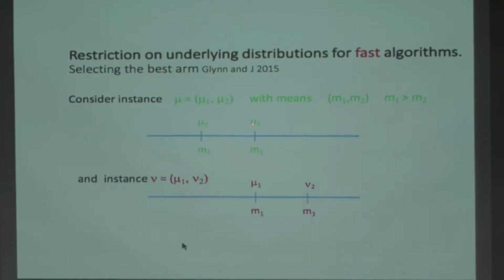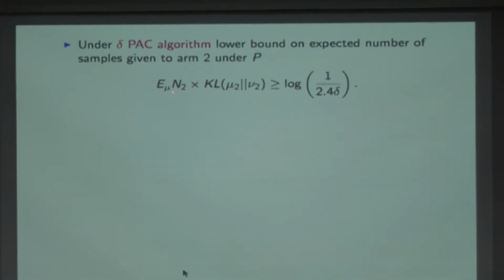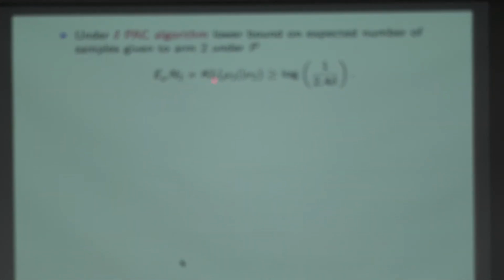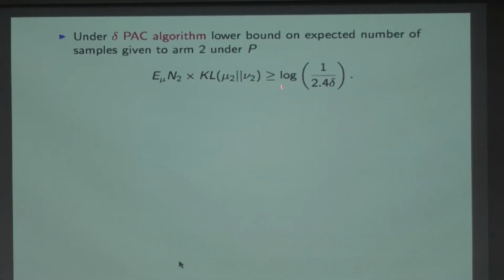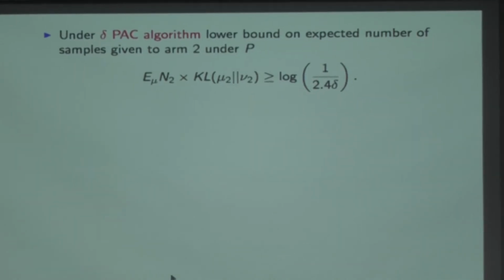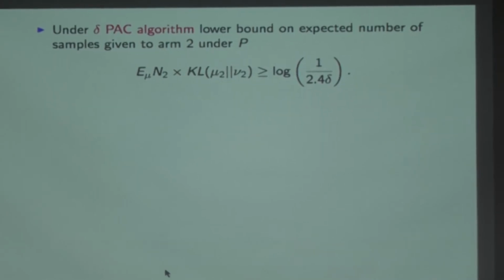But since mu1 is the same in both of them, the Kullback-Leibler distance between them is going to be 0. So really what this is going to give me is an inequality of the following form: the number of times arm 2 should be pulled under measure mu, times the Kullback-Leibler distance between mu2 and nu2, must be greater than or equal to log of 1/(2.4 delta). If you agree with my earlier result from the Kaufman paper, this inequality follows.